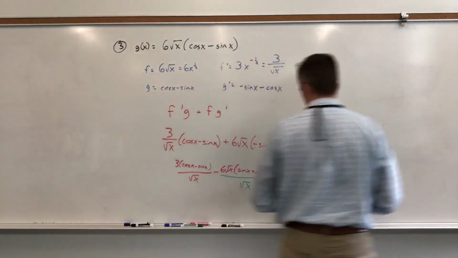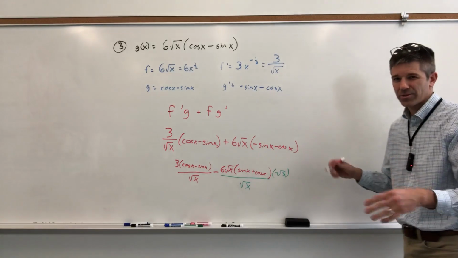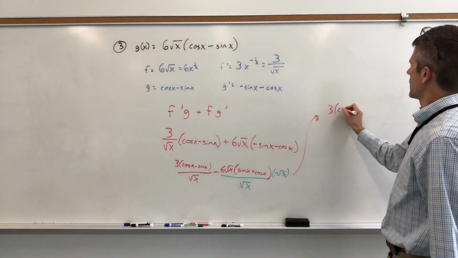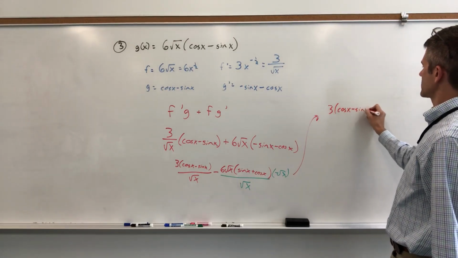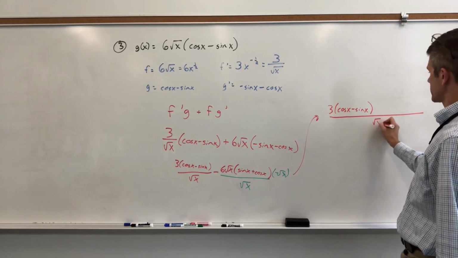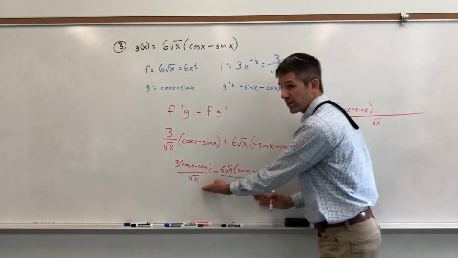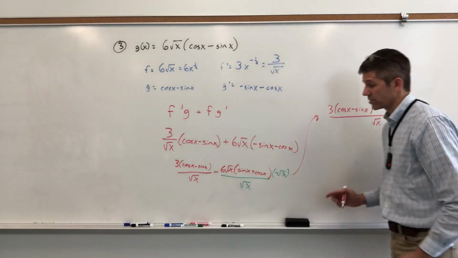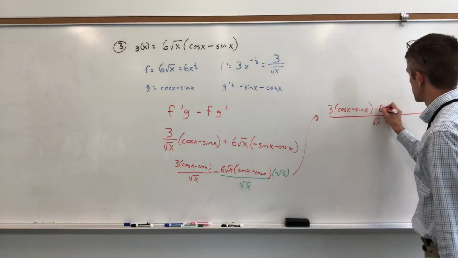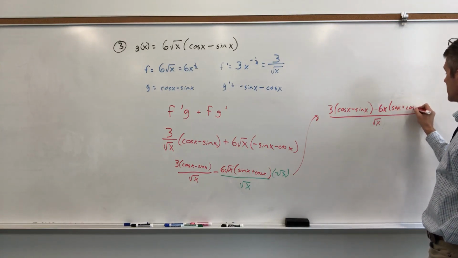So I'm going to bring the work up here. And as I do, I will have 3 times cosine x minus sine x. I'm not going to distribute. You can if you want to. Here, my work's going to come up here. So 3 times cosine x minus sine x over the square root of x. And I left more space here because now I have a common denominator and I can put them all in one fraction. So I'm going to say minus 6x and then sine x plus cosine x. And this is totally correct.